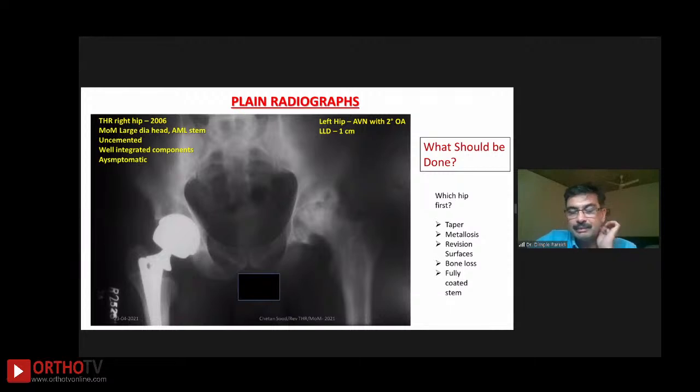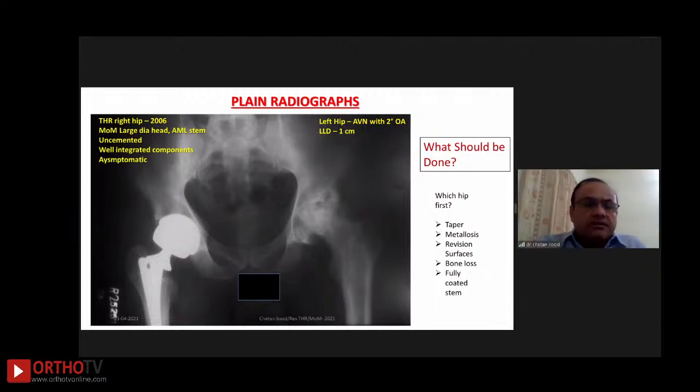Yes, we'll have to take out the cup, as well as do an extended trochanteric osteotomy and do the revision surgery. And we try to take out all the metallosis, whatever we can take out. That would be the choice, and we'll send it for histopathology.